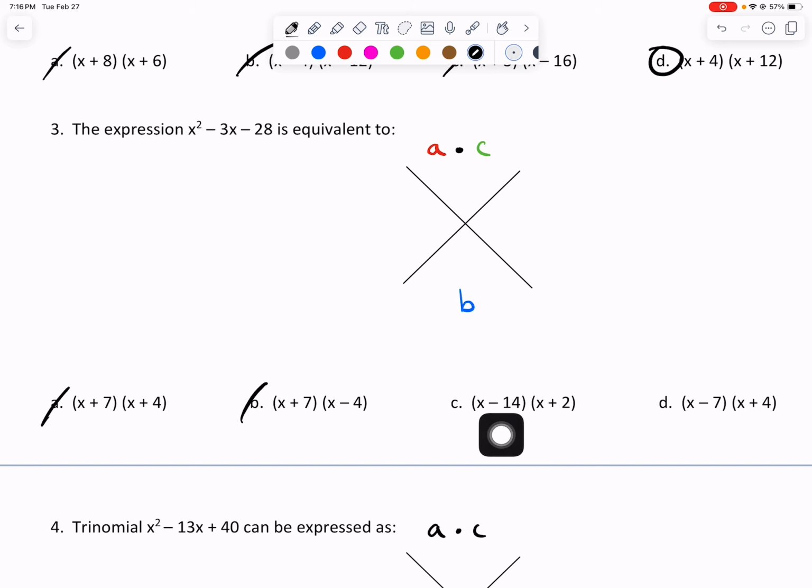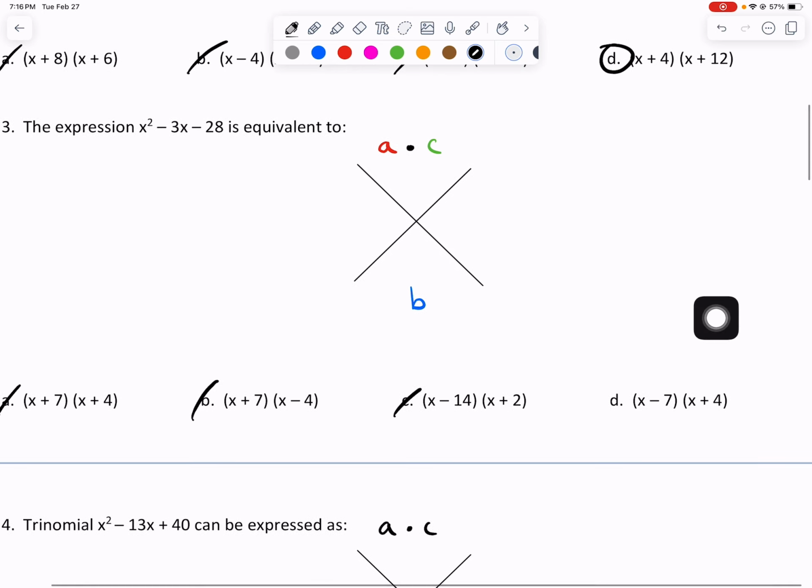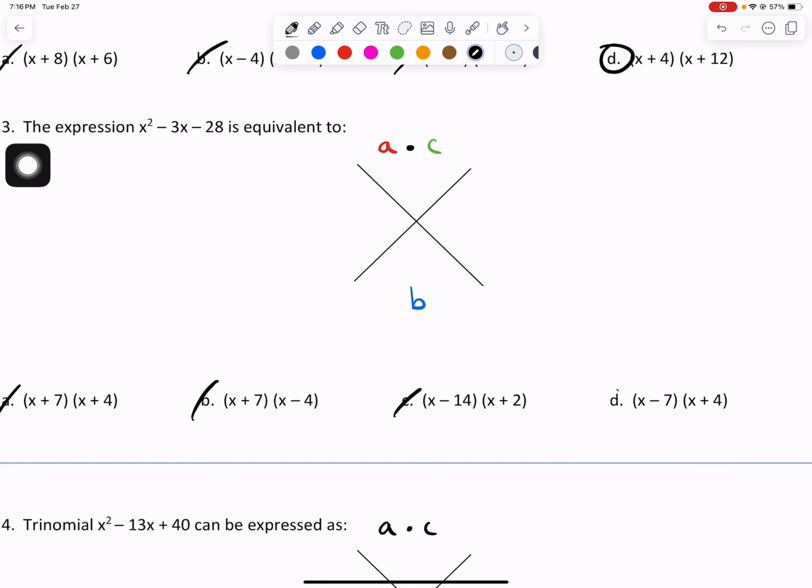All right, negative 14 plus 2, negative 14 times 2, yes, is negative 28. However, negative 14 plus 2 is negative 12. So we get rid of C. And if we look at answer choice D, all right, negative 7 times 4 gives us negative 28, and negative 7 plus 4 gives us negative 3. So we can simply apply a test-taking strategy instead of having to go through it all.